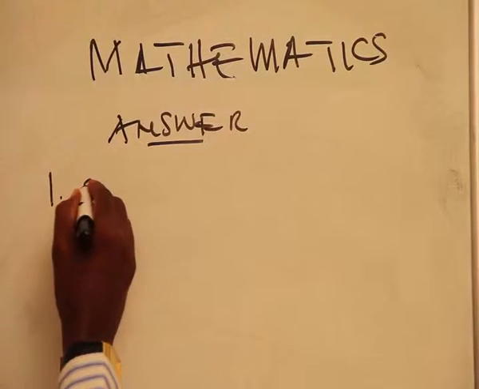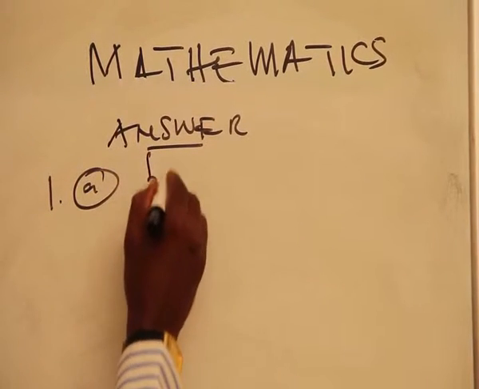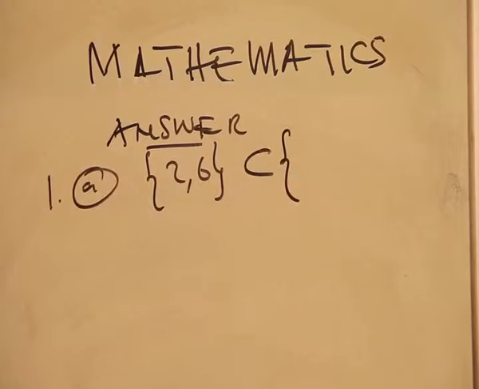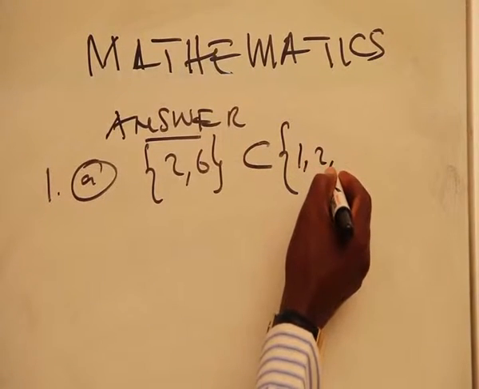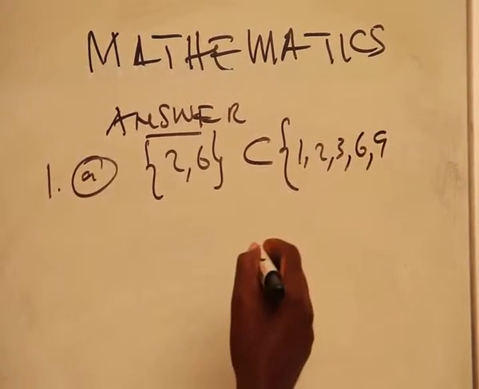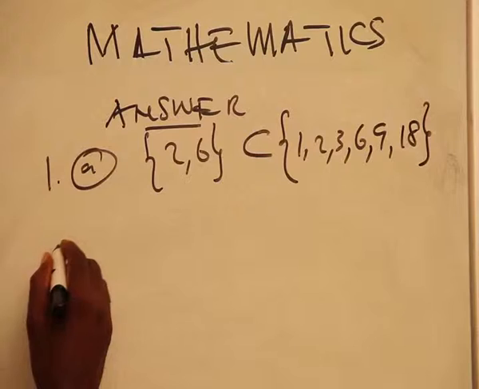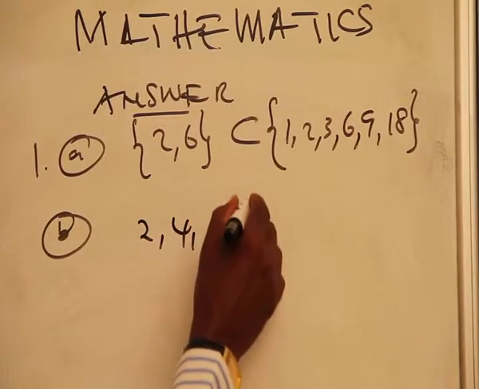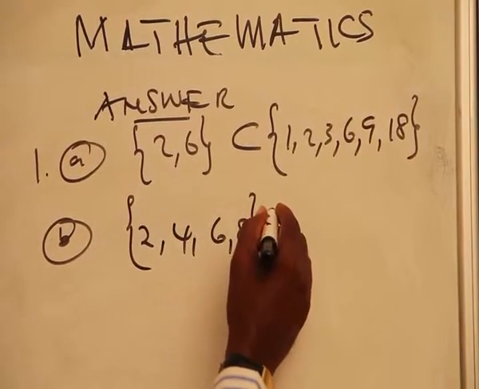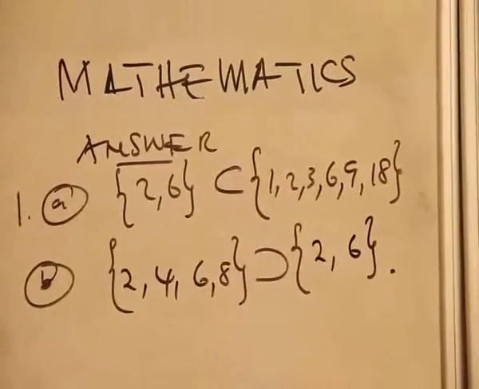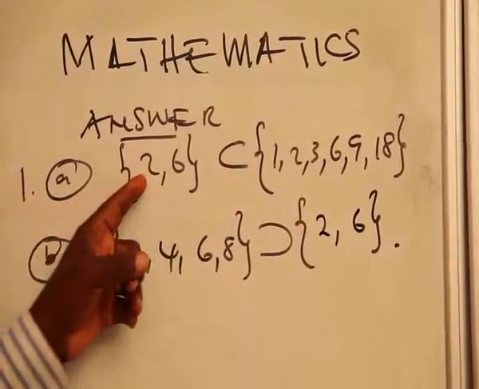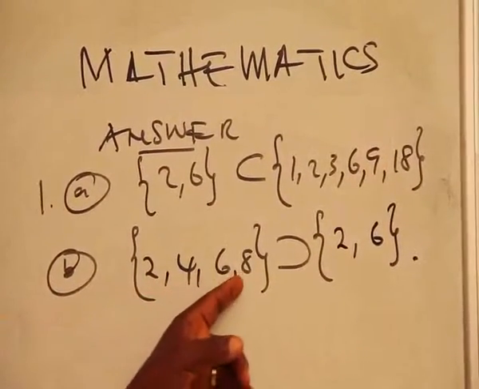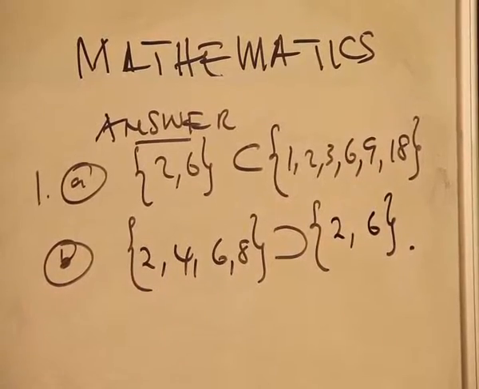Number 1A, {2, 6}, the subset of {1, 2, 3, 6, 9, 18}. B, {2, 4, 6, 8}, the superset. The answers to the test: 1A, {2, 6} is a subset of {1, 2, 3, 6, 9, 18}. B, {2, 4, 6, 8} is a superset of {2, 6}.